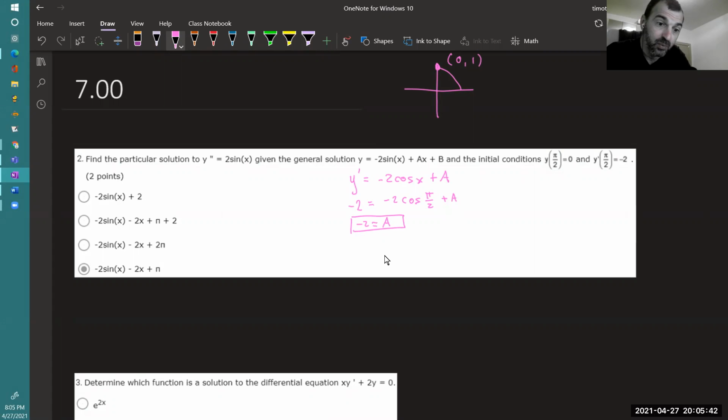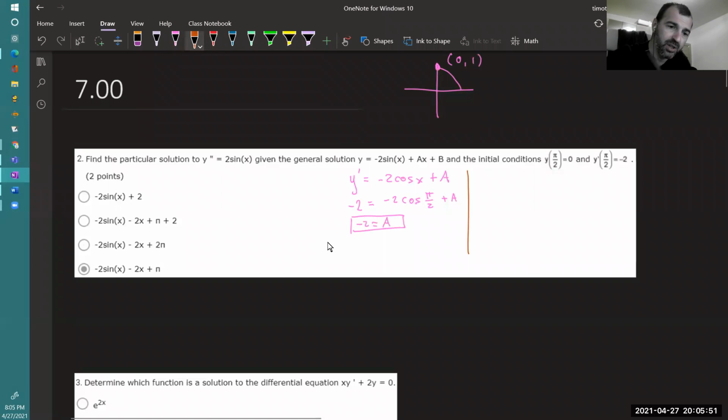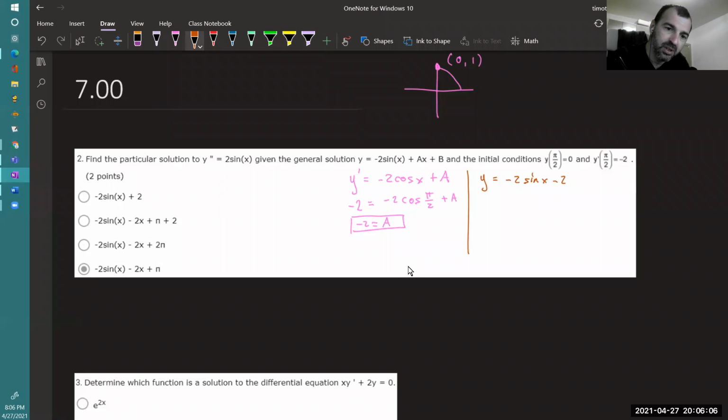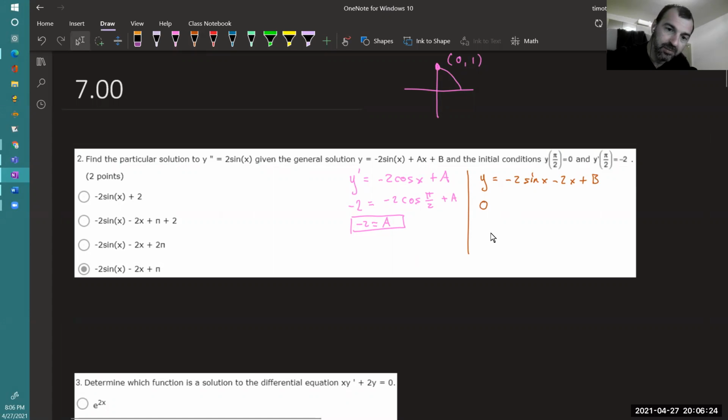Now, what are we going to do? Now we got our general solution here. It's ready to go. We got a general solution of y equals -2 sine x plus a x, but we already discovered a. A is -2. So I'm going to write -2x plus b. And now we just have this b hanging out here. That b we can find because now I know that when I evaluate y at pi over 2, I get a 0.